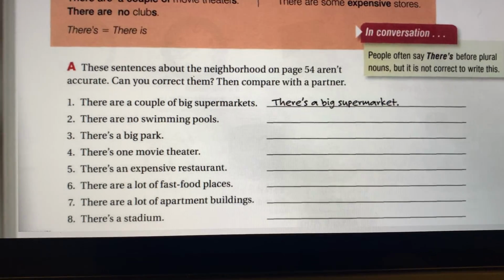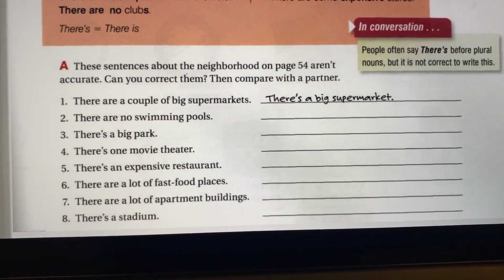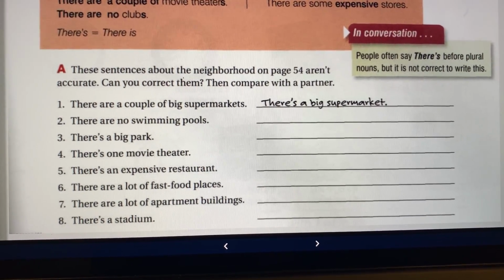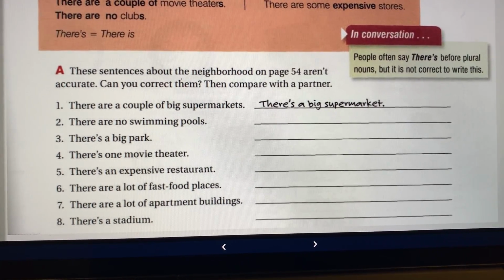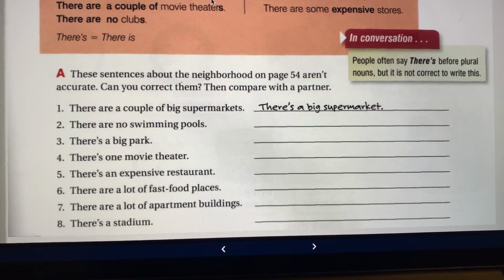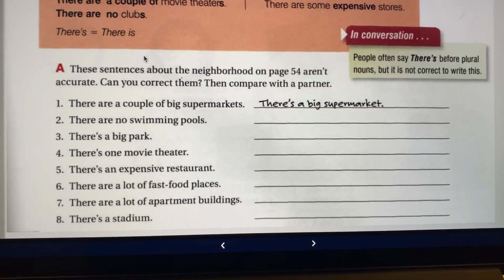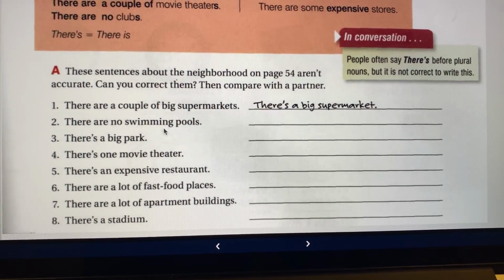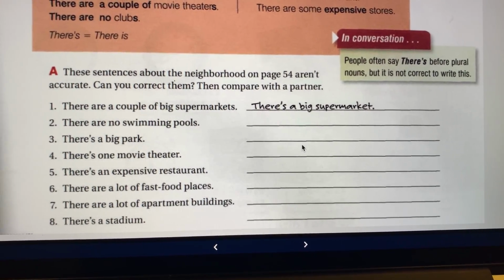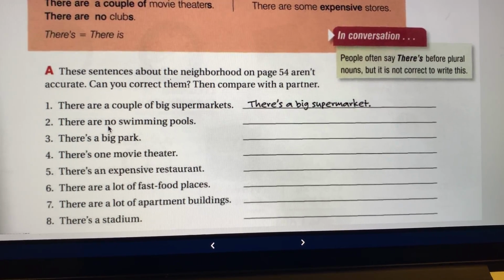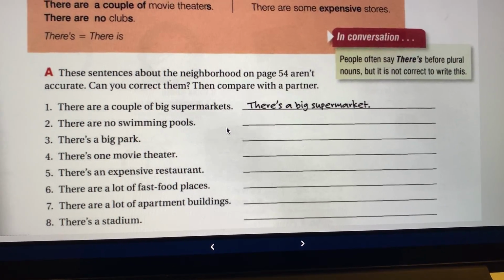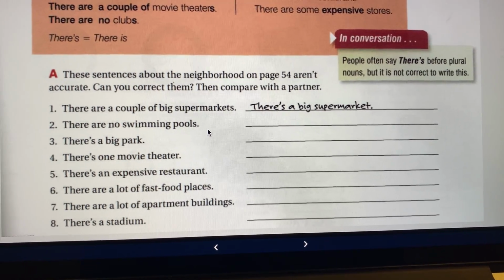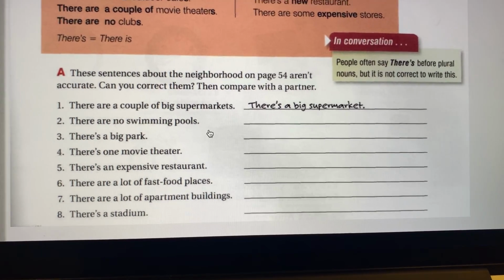Then if you can see here we have some sentences and they ask you if this sentence, مثلا, is true to your neighborhood or not. If not, you can just correct it or give the opposite. I would suggest you just write the opposite. مثلا there are no swimming pools. تحطين انت العكس. What are you gonna say؟ اللي هي مثلا there is a swimming pool. أو ممكن تحطين adjective: there is a huge or big swimming pool in our neighborhood and so on.